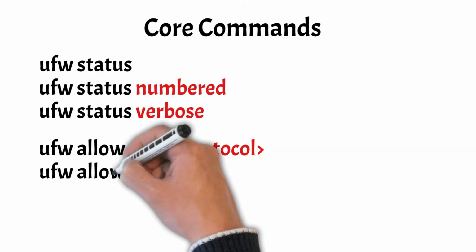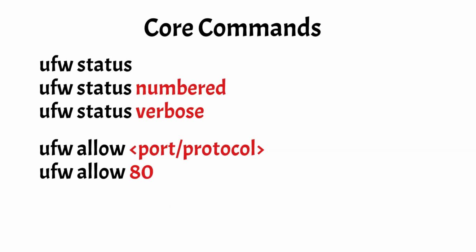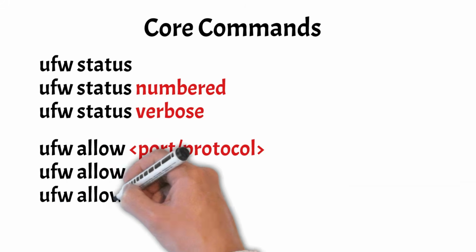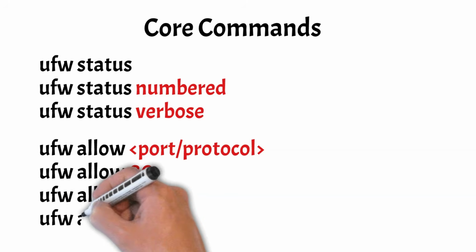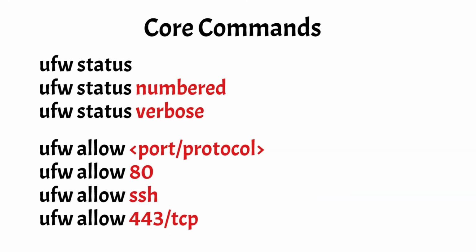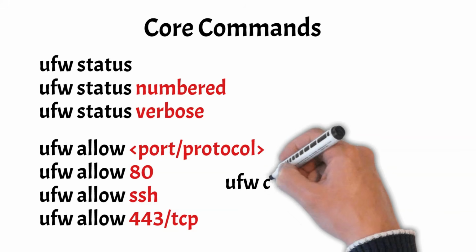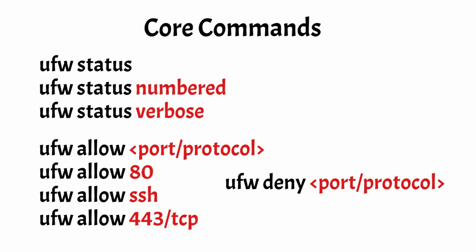For example, you can use a command like ufw allow 80, which allows traffic on port 80. You can also reference only the service name like ufw allow ssh. And if you want to be specific, you can use both as in ufw allow 443/tcp, which allows traffic on port 443 using the TCP protocol. The deny command follows the exact same pattern for blocking traffic. The deny command tells UFW to block specified traffic.